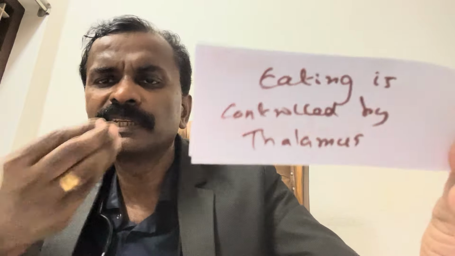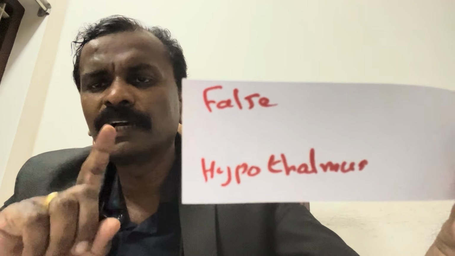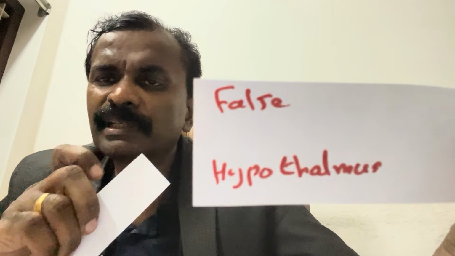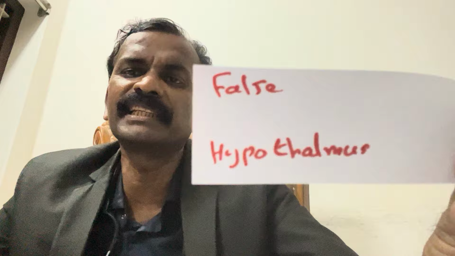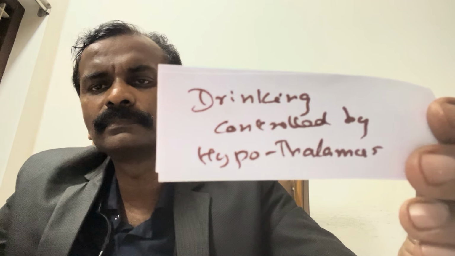What is the question? Eating is controlled by thalamus? No, it is controlled by hypothalamus. Eating is controlled by hypothalamus. Very important NEET MCQ. Frequently they have asked in match the following. Good. Drinking is controlled by hypothalamus. True or false?